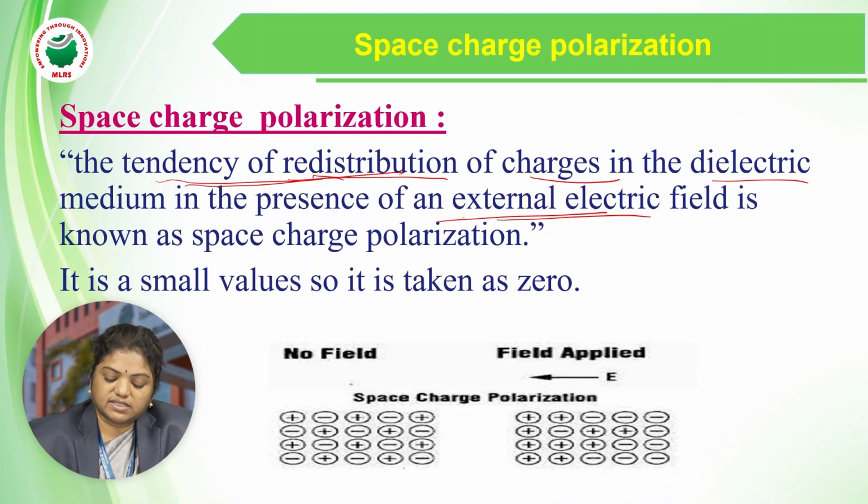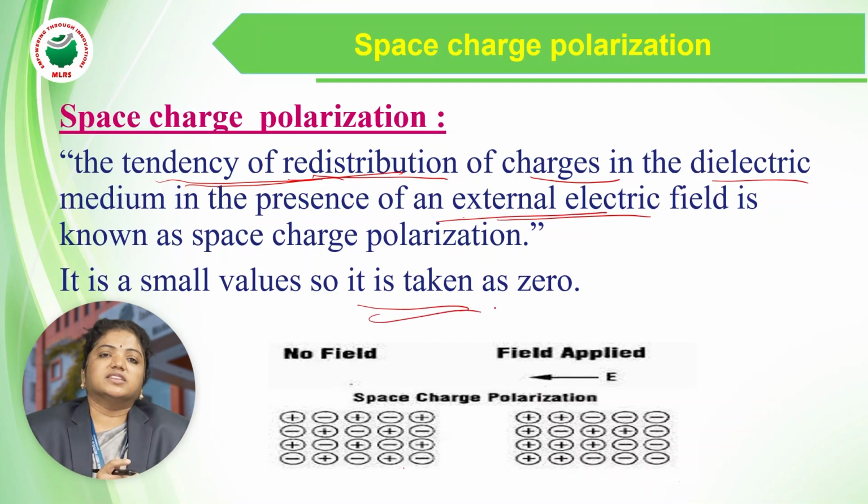All positive charges move to the field direction and negative charges are opposite to the field direction. But we observe that this polarization value is very small, it is negligible. That's why this space charge polarization is not considered. Polarization does occur in the presence of the electric field, but it is a very small amount, so this type of polarization is not considered. But it is also one type of polarization, called space charge polarization.